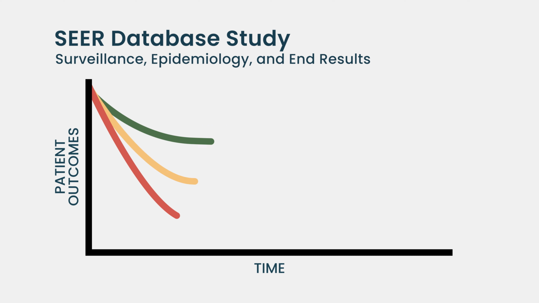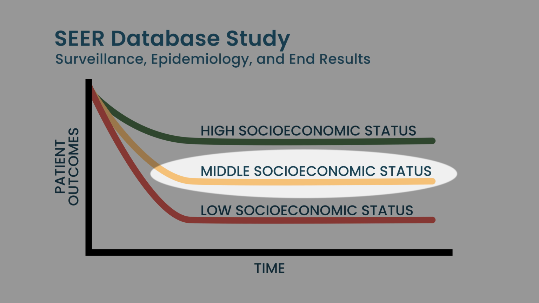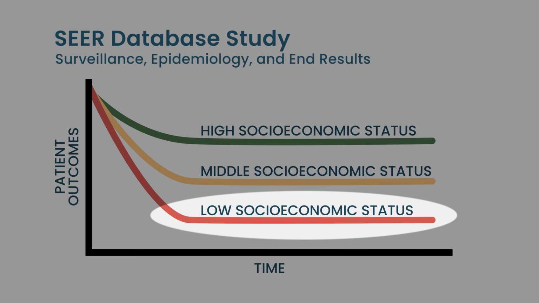There was a study that looked at the SEER database, which is a massive database throughout the United States, and saw that patients with high socioeconomic status do better than patients with middle socioeconomic status, who do better than patients with low socioeconomic status. And because that low socioeconomic strata includes a lot of patients of ethnic minorities and rural patients, their overall survival is lower because of the financial constraints of being in that low socioeconomic strata.